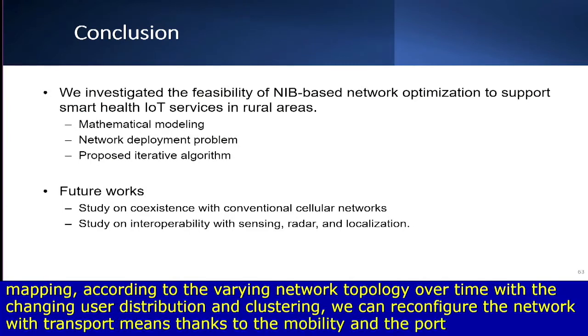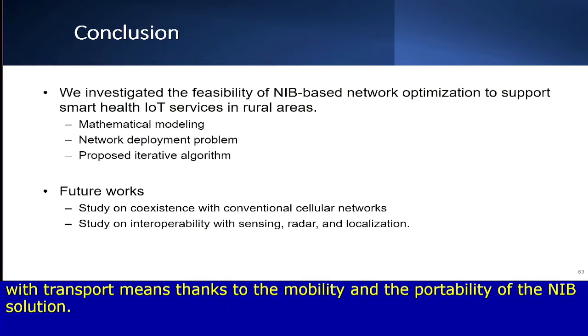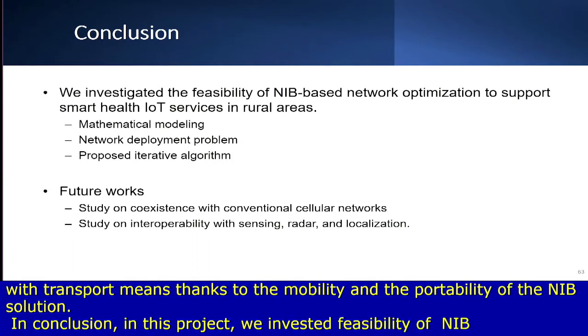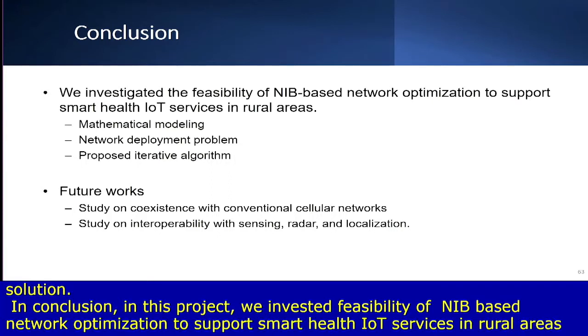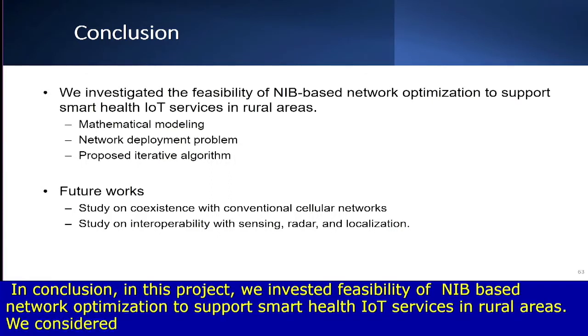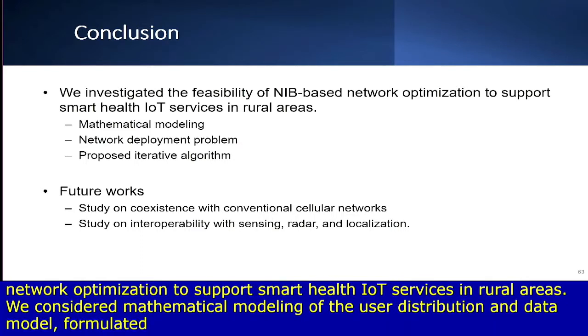So, as a conclusion, in this project we investigate the feasibility of NIB-based network optimization to support smart health IoT services in rural areas. We consider mathematical modeling of the user distribution and data model, formulate the network deployment problem, and find the proposed iterative solution.